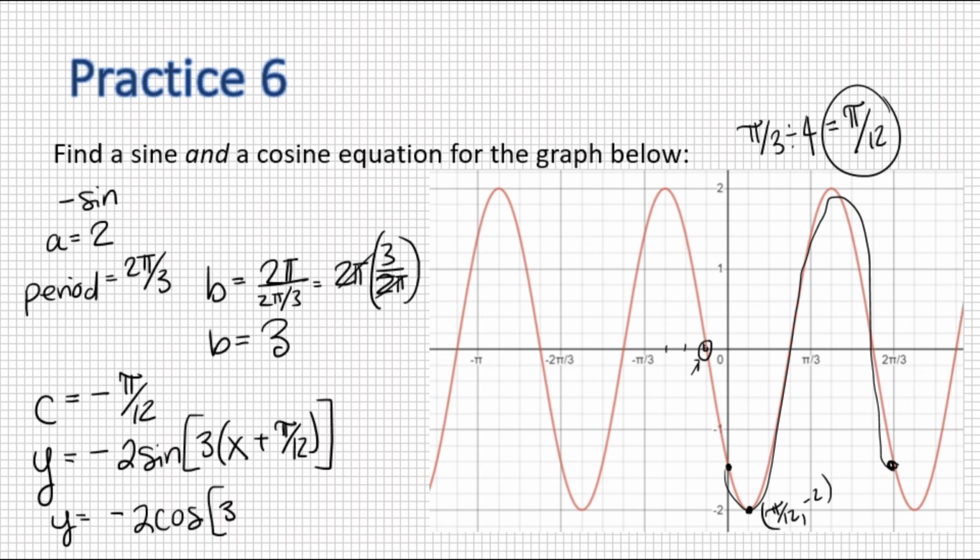The frequency remains unchanged, and the phase shift is positive pi over 12. So x minus a phase shift. There we go. So sine graph and cosine graph. That's everything you need to know for the graphing unit.